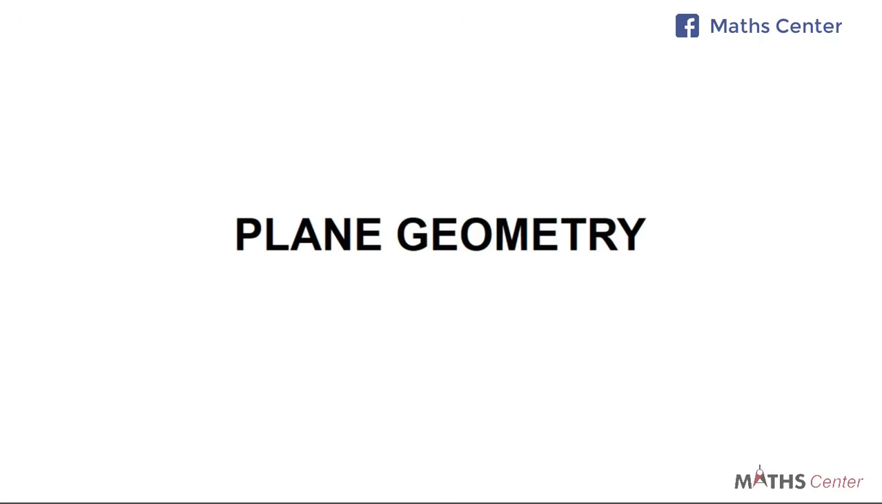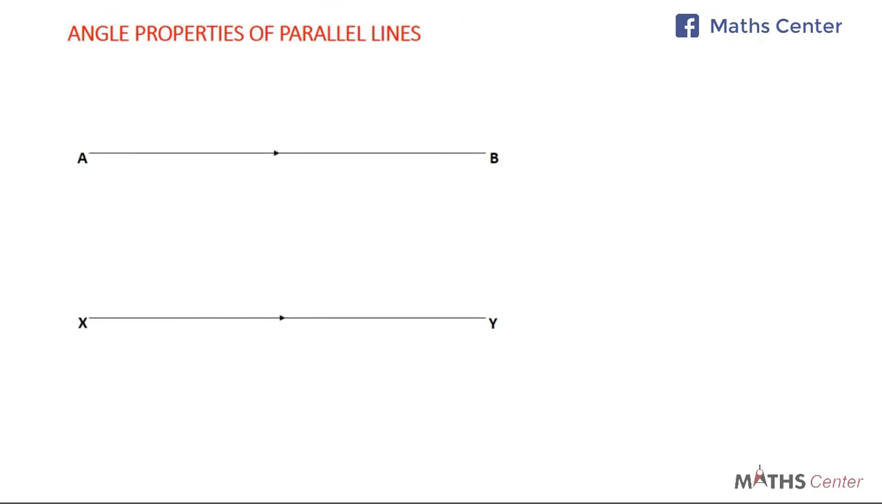We are still on the topic plane geometry. In the previous video, we looked at some examples based on the properties of angles that we saw in the first video, and we solved those examples. I hope you picked a couple more and tried your hands on them. In this video, we are going to look at the angle properties of parallel lines. So let's begin by looking at what parallel lines are.